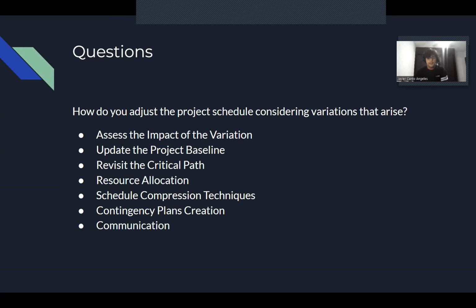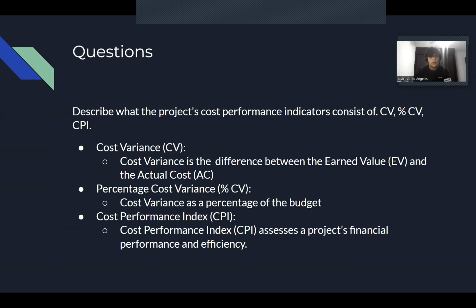How do we adjust the project schedule considering variations that arise? You should assess the impact of the variation that happens. You have to update the project baseline. You have to revisit the critical path. You should also do the resource allocation, in which you see which materials you have available in order to do certain tasks, and you have to accommodate the tasks to the critical path. You should use schedule compression techniques, in which you reduce times in order to achieve the due date. You should create contingency plans and, as well, communication.